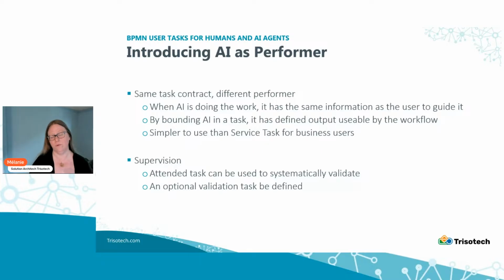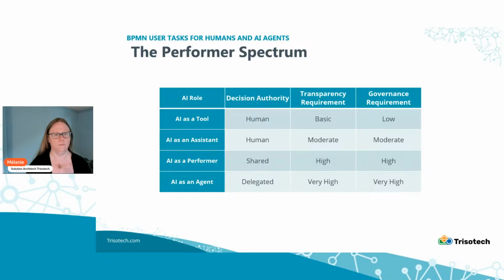Regarding the supervision, if you want to keep that work bounded, we have different ways that I'll show you right after to check and review what the AI has done. So one is the attended task. This is a special kind of attribute that Trisotech has added to systematically review the result of a task. It can be done for an AI performer, but also for service tasks and all the other tasks that are available. And you can also use optional verification depending on the context. So I'll show you that as well later.